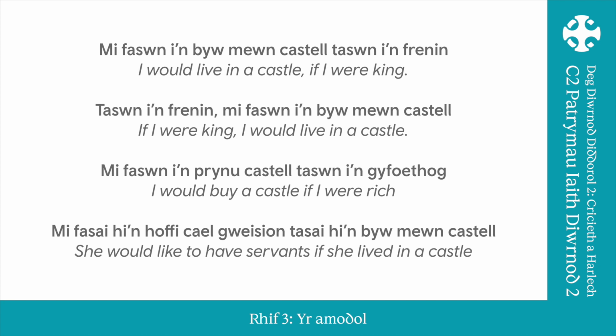To remember the pattern, think of the word tiff. T plus if, to remember that taswn is a conditional if. Mi faswn i'n prynu castell, taswn i'n gyfoethog. I would buy a castle if I were rich. Mi fasai hi'n hoffi cael gweision, tasai hi'n byw mewn castell. She would like to have servants if she lived in a castle.